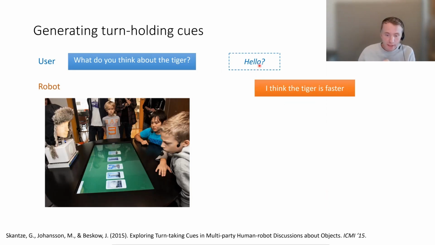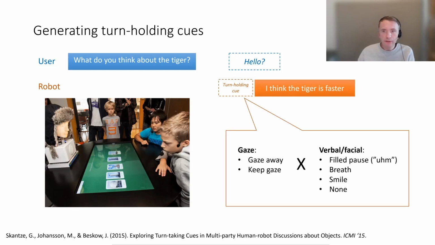So we want to avoid that. And the way of avoiding that is to produce a turn holding cue here. So even if we don't know what to say, we can produce this turn holding cue. And we experimented with different combinations of this. So we combined looking at the user or looking away from the user with a filled pause, a breathing sound from the robot. So we did a breathe in, a smile, or doing nothing at all.